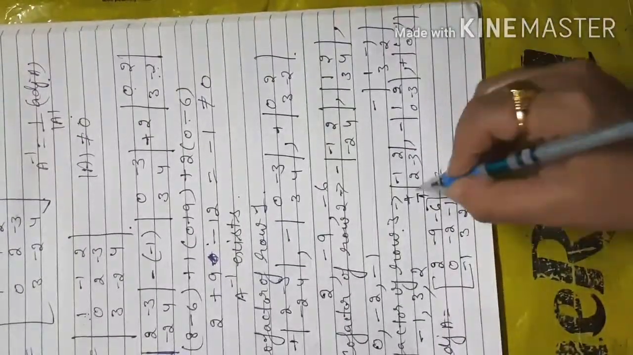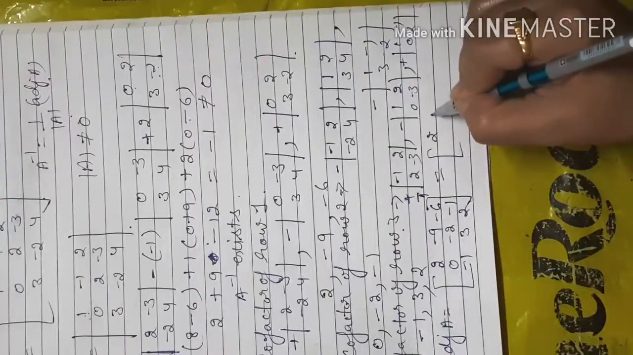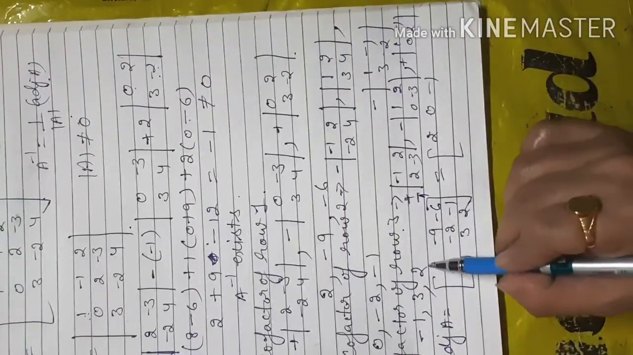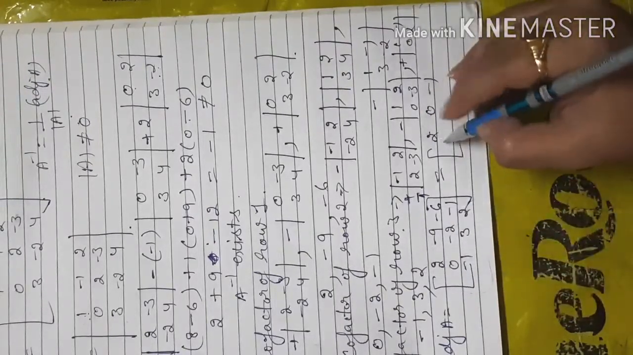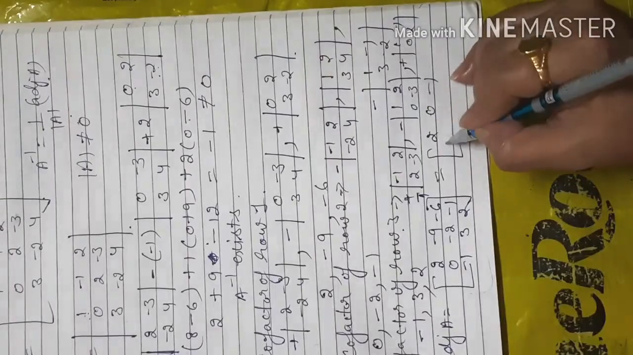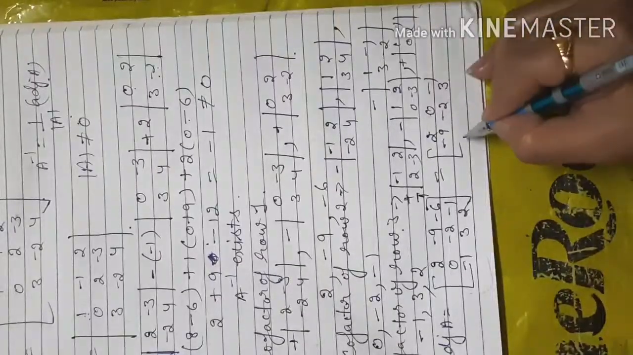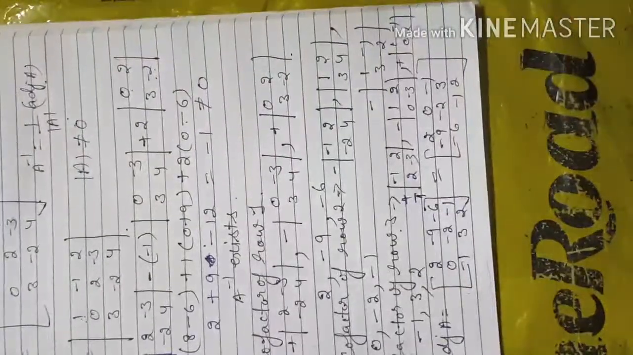So when you remove this transpose sign, your adjoint will be 2, minus 2, 0, minus 1, because you change this column to the first row. First column changes to first row and second column changes to second row. Minus 9, minus 2 and 3, then minus 6, minus 1 and 2 after transposing.